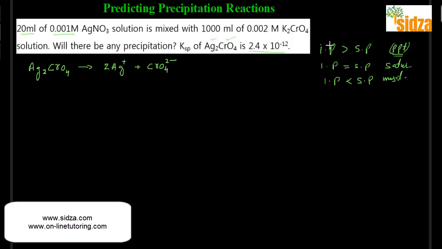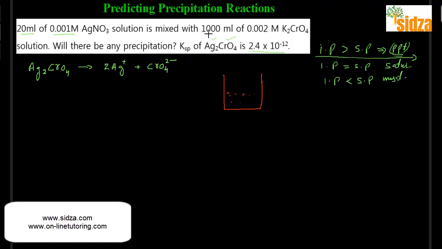Now if the ionic product is more than the solubility product, that means the solution is supersaturated, and then the precipitation will take place. So this is when the precipitation can take place, when the ionic product is more than the solubility product. Now let's find out the silver ion concentration and the chromate ion concentration when you mix the two different solutions. So actually we have a beaker that contains two solutions.